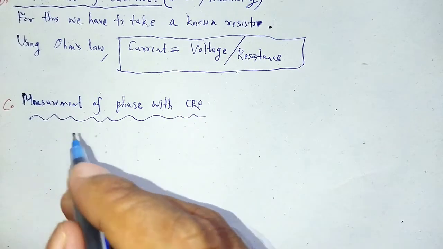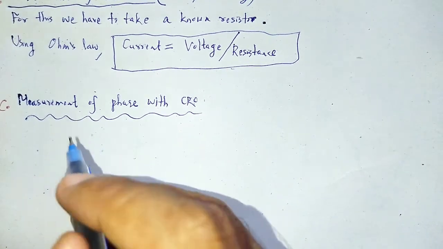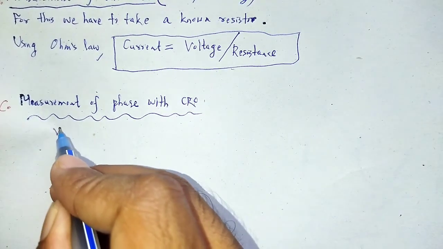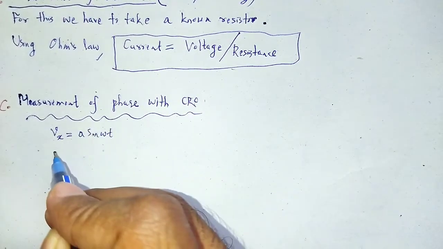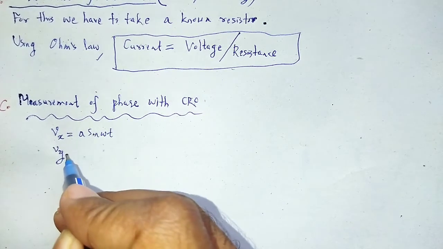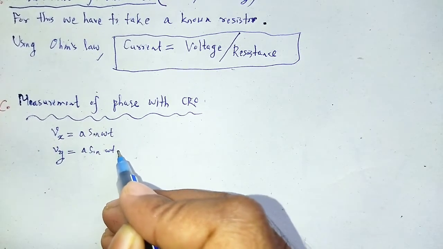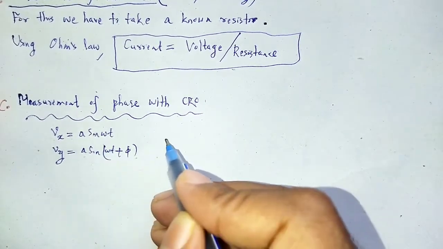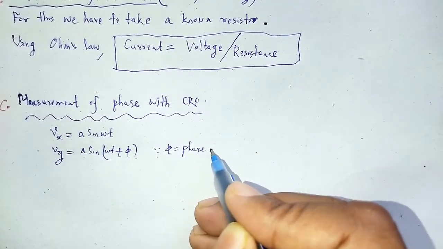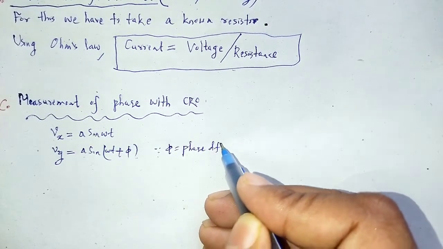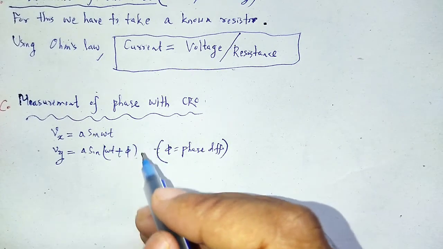If a wave signal having a potential is given to us, the x component is given as Vx = a sin omega t, and its y component is Vy = a sin(omega t + phi), where phi is the phase difference, that is, the phase difference of the wave.